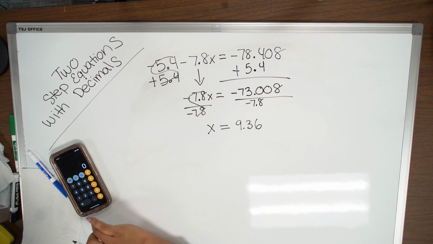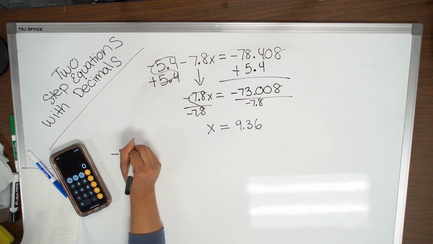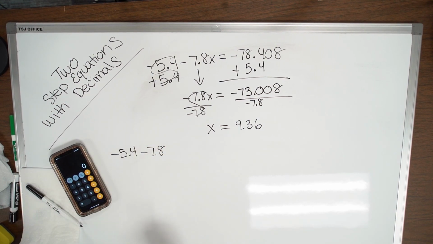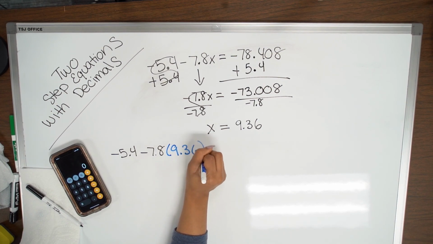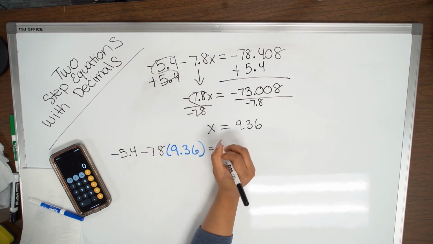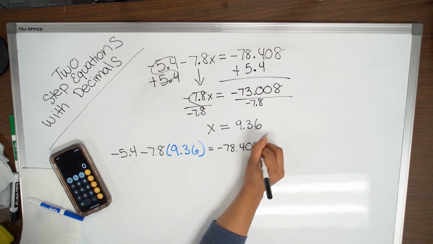All right. Let's see if this works. So we have negative 5.4 because we're going to substitute now. Minus 7.8. The x is 9.36 equals negative 78.408.